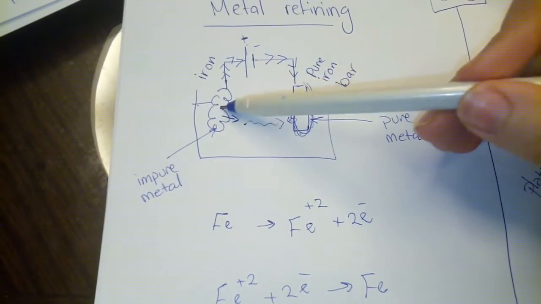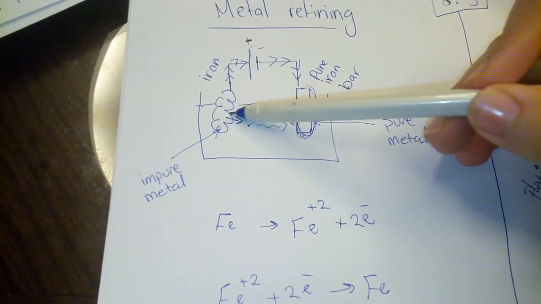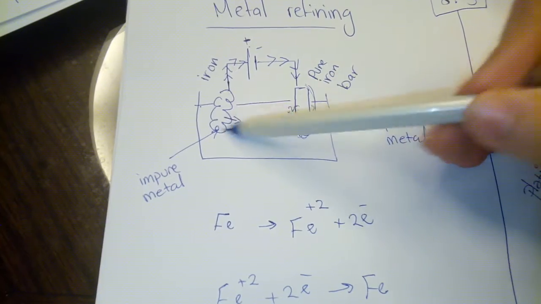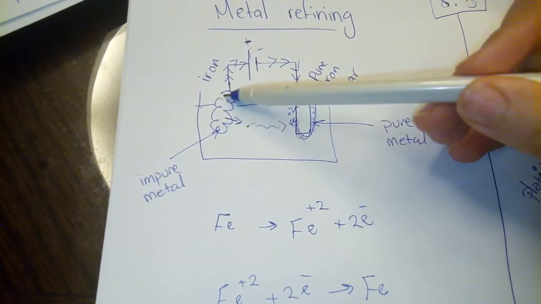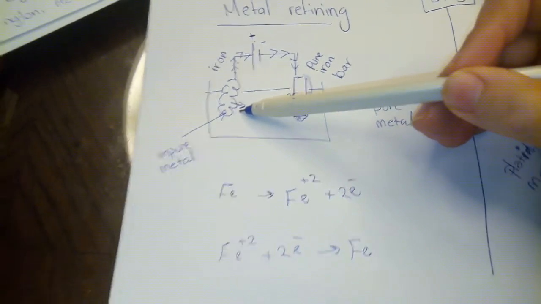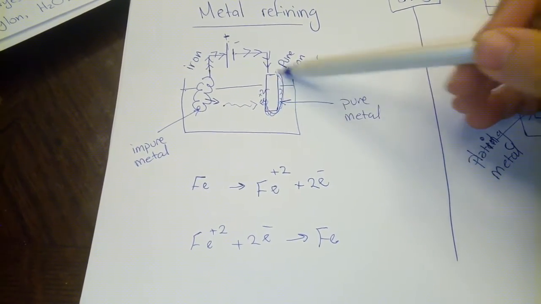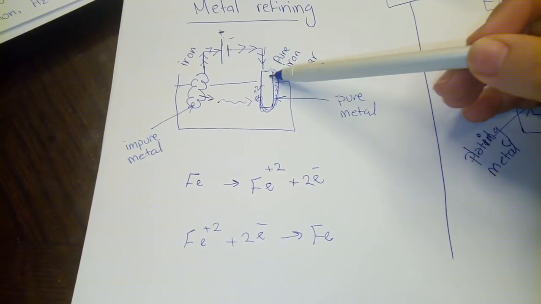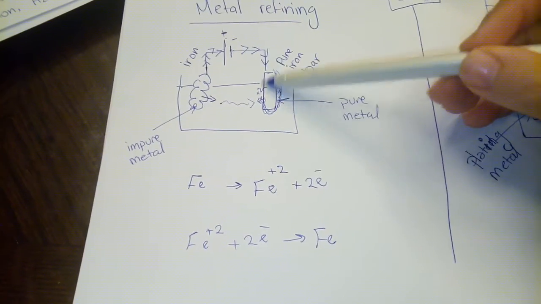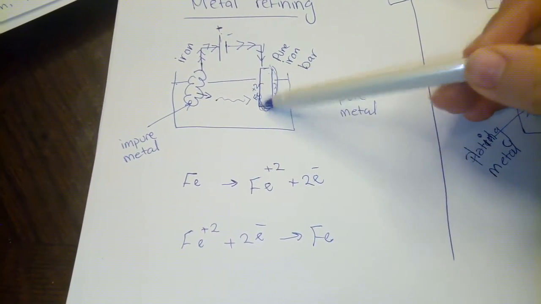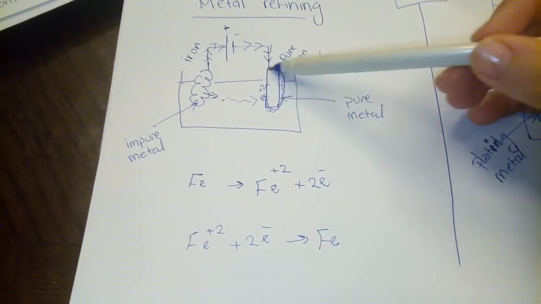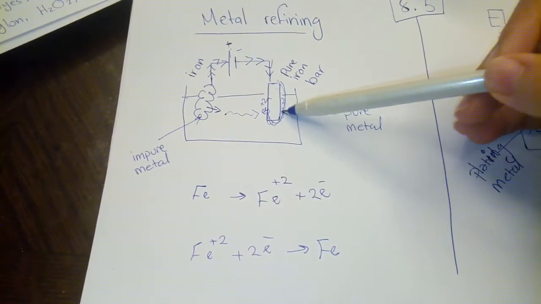So all the time you have to put the impure metal on the anode part in order to be oxidized. The ions will move through the electrolyte until they reach the cathode. On the cathode, they will accept the electrons through the wires and they will be reduced again on the surface of the what? Of the pure metal.